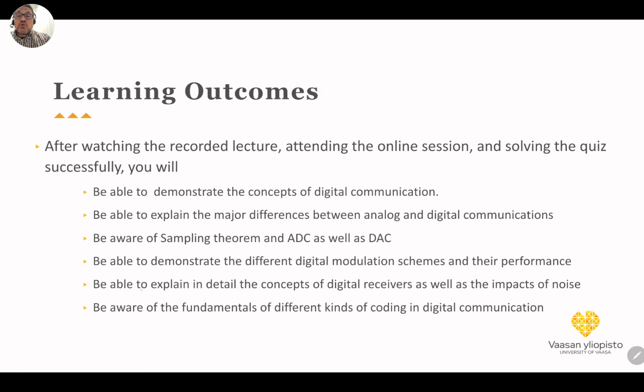And also you should be able to explain in detail the concepts of digital receivers. When we say correlator receiver, it should be clear what we mean by correlator receiver, and also the impact of noise, and the fundamentals of different kinds of coding. So now you know what we mean by block code, what we mean by convolutional code, and how channel coding works, and also the concept of source coding, encryption and decryption, and compression, for example. Those concepts should be clear.